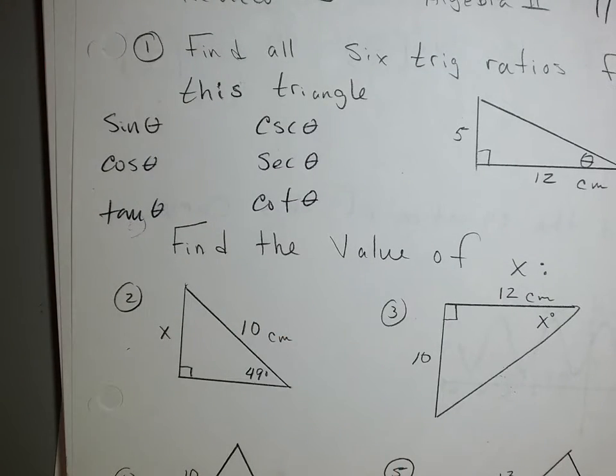Sine is opposite over hypotenuse, cosine is adjacent over hypotenuse, and tangent is opposite over adjacent, right? So we know that's up there, okay? But what we don't know is the hypotenuse. So we're going to find the hypotenuse first.